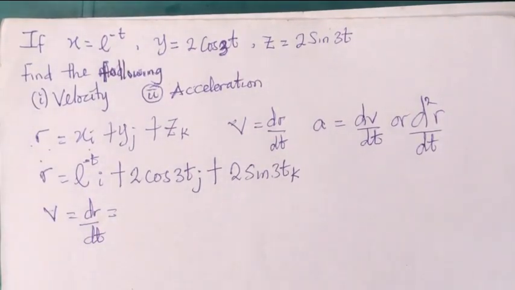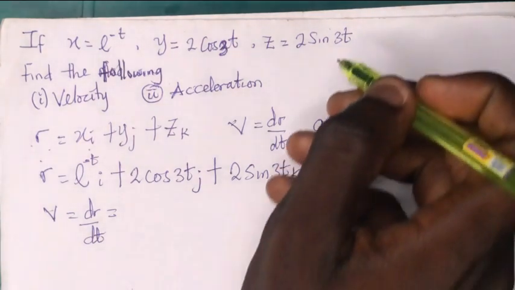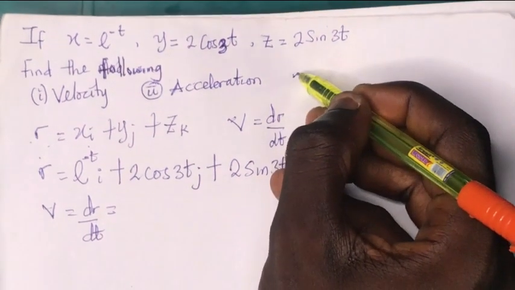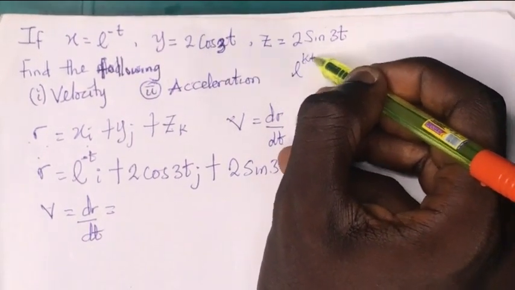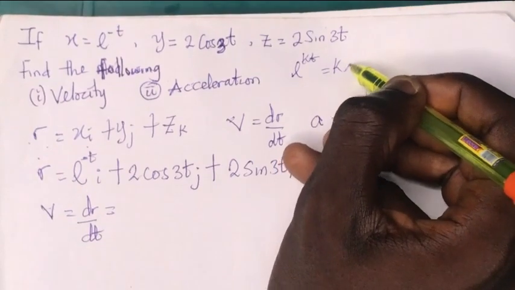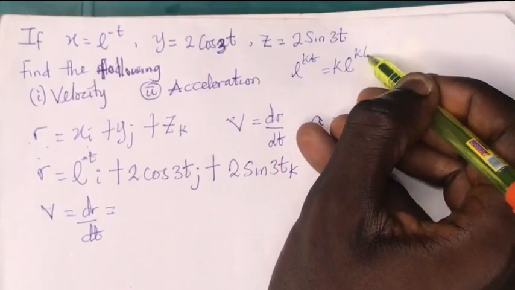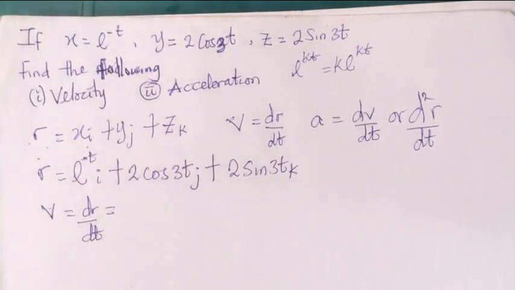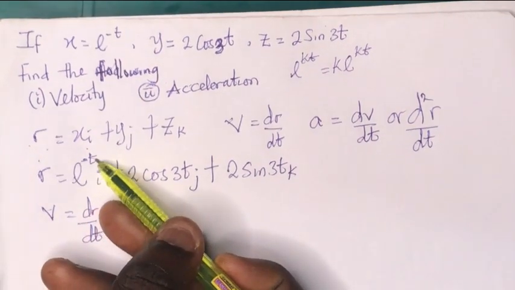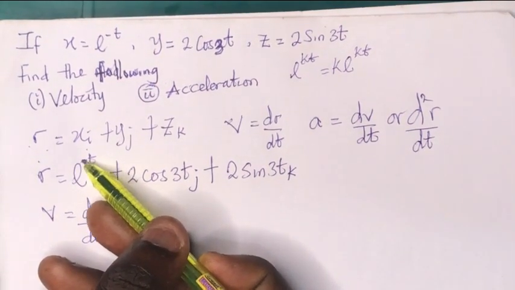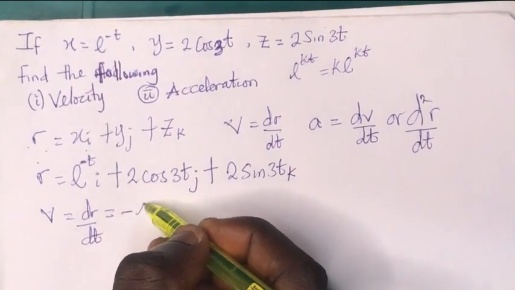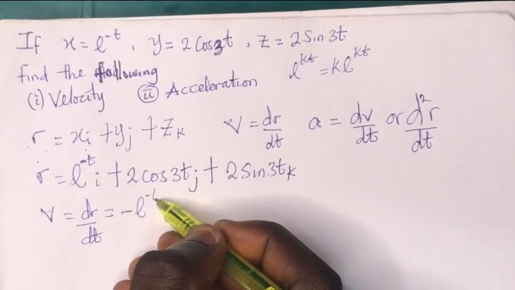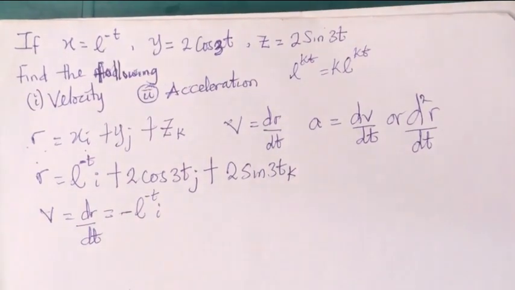Now differentiate exponential minus t. From the rule of differentiation, if I differentiate exponential kt, I am going to have k exponential kt. That means if I differentiate exponential minus t, the coefficient here is minus 1. So that will be what? Minus 1 times exponential what? Minus t, then your i.